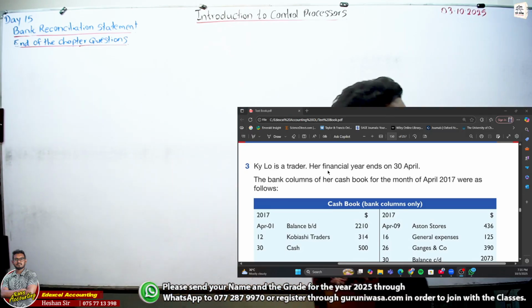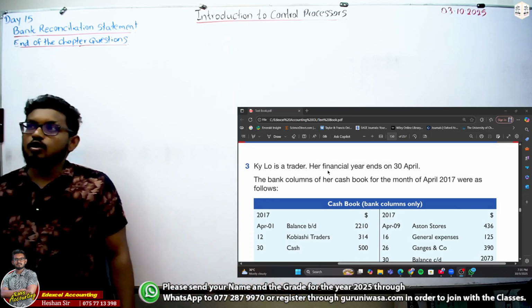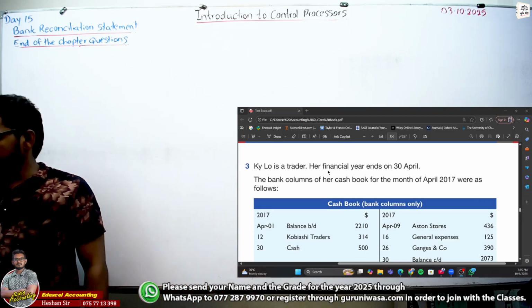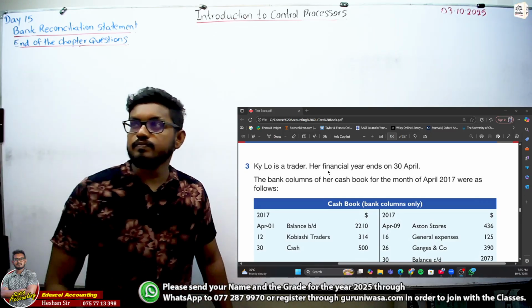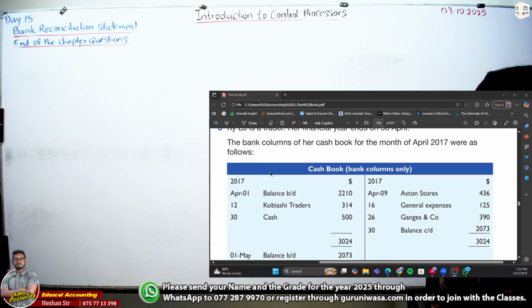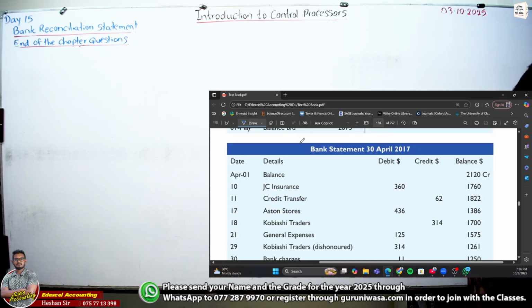Philo is a trader. His financial year ends on 30th April. The bank column of a cash book for the month of April 2017 were as follows. You can see the bank column, right? First of all, I told you, check the opening balances are correct. How much is the cash book opening balance? 10. Bank statement opening balance 2120. It's not balancing, right?